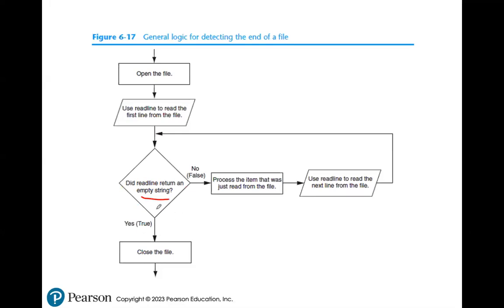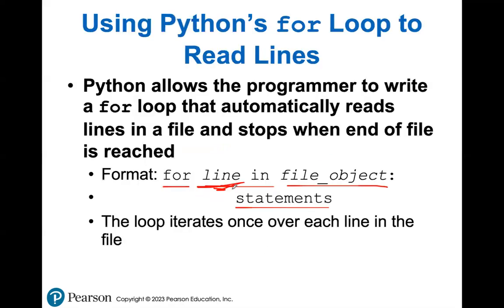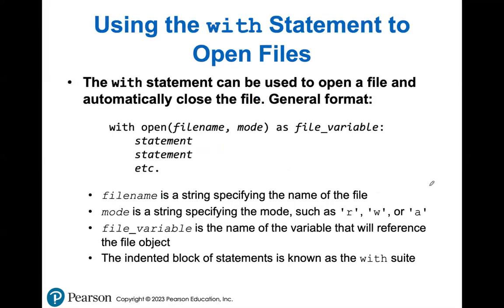So we're going to ask a question: did readline return an empty string? If it didn't, then we're going to process whatever readline returned because it's not an empty string. Then we're going to use readline again to read the next line from the file. And then we're going to go back all the way to asking our question again: did readline return an empty string? So this is just going to loop all the way until the end of your file. Then if readline returns an empty string, that specifies that we reached the end of the file and we're going to close the file at the end.